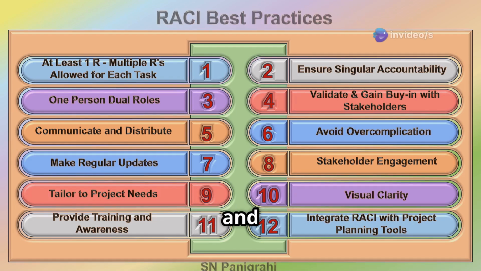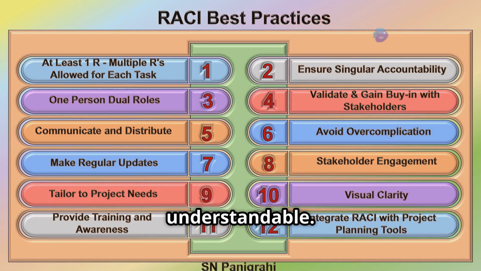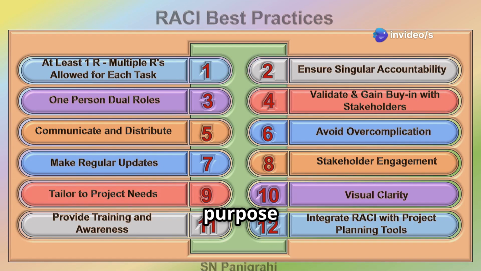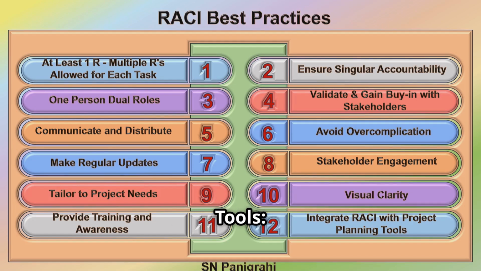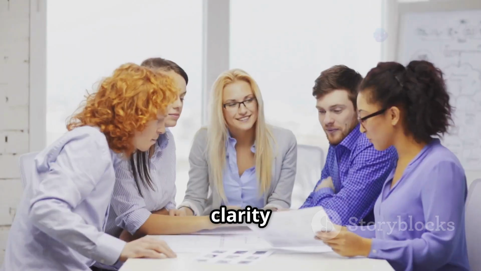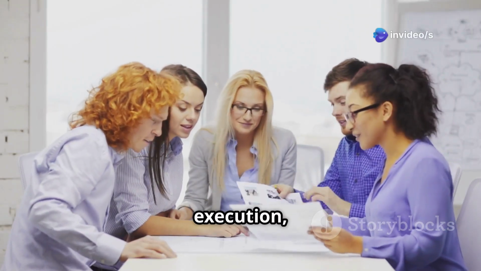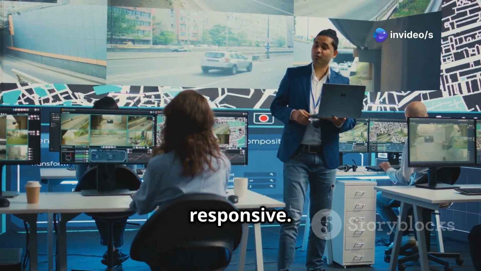Limit consulted and informed roles. Assign these roles judiciously to avoid information overload and ensure efficient communication. Visual clarity. Use clear formatting and visual aids to make the matrix easily understandable. Provide training and awareness. Provide training to team members on the purpose and use of the RACI matrix to ensure effective implementation. Integrate RACI with project planning tools. This practice strengthens role clarity not just on paper but in execution, helping teams stay aligned and responsive.